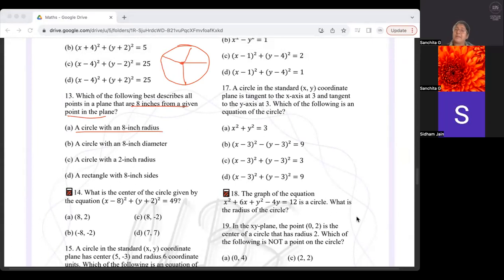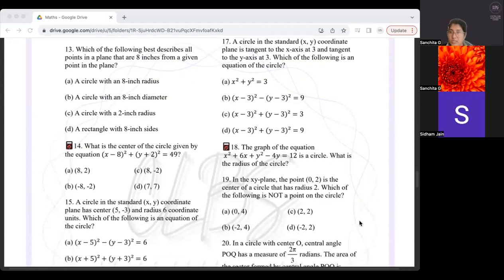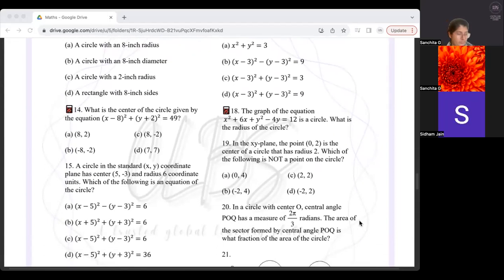Okay, remember that radius is the distance from a center to the circle, and the diameter is twice that distance. So it is twice the radius. Okay, 16 has to be the diameter. Got it? Yes, ma'am. 14. C. 14 is C, absolutely correct.